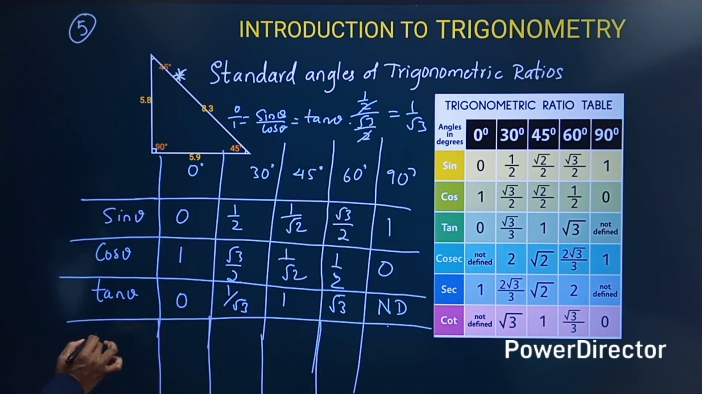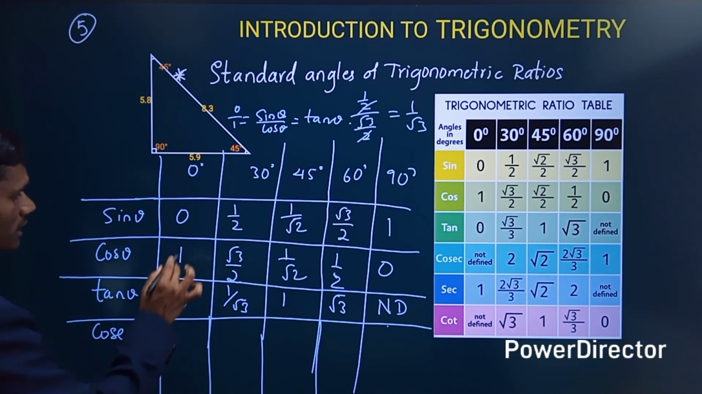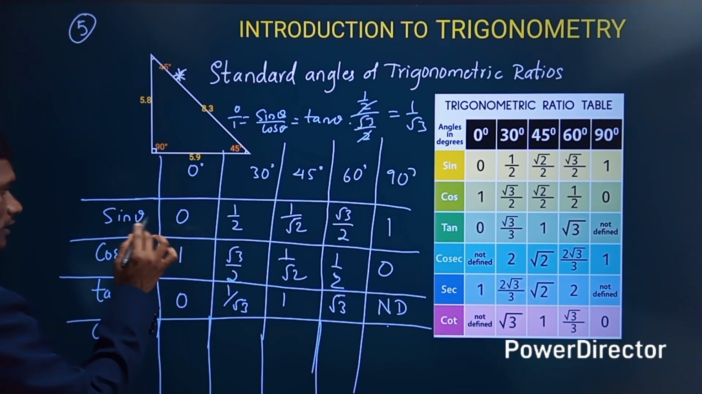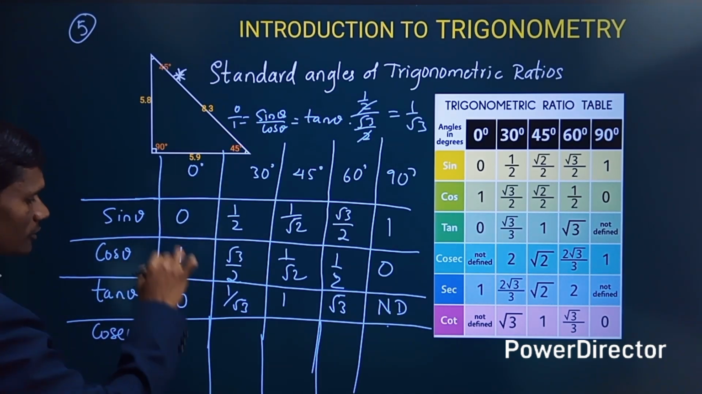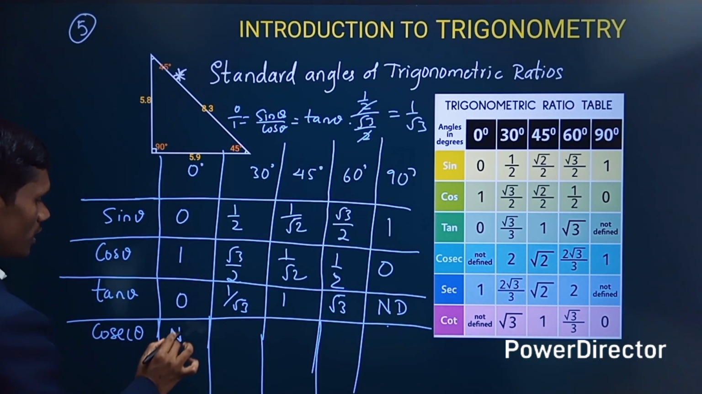Say for example, next if you want cosec, how do you write cosec theta? Cosec theta is the reciprocal of sin theta. So this becomes what? 0 means that becomes 1 upon 0, that becomes not defined.